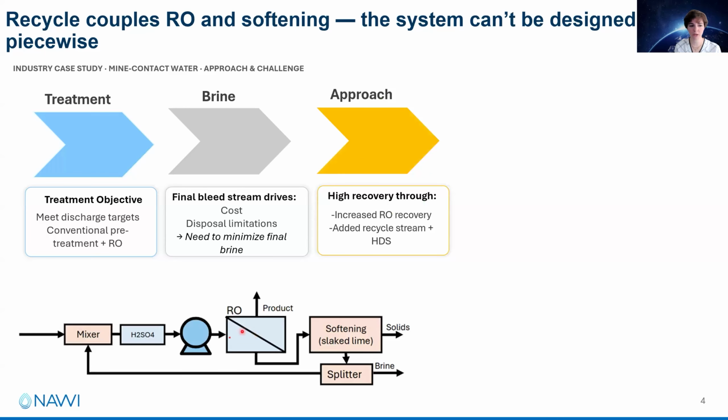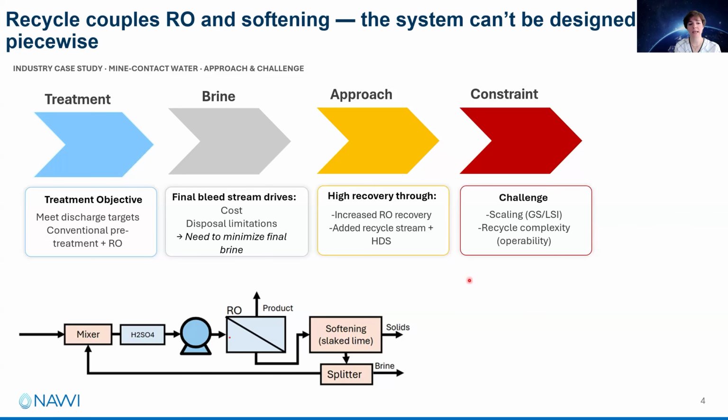So there are two knobs that industry uses. First, the direct one, increase the single pass RO recovery. The other one is to add this recycle loop and pass the brine that is coming out of the reverse osmosis through some softening step called high density sludge or HDS, and then recycle that back to your system so that your overall recovery of your system is high, but your reverse osmosis step is not pushed to its highest extent to the scale.